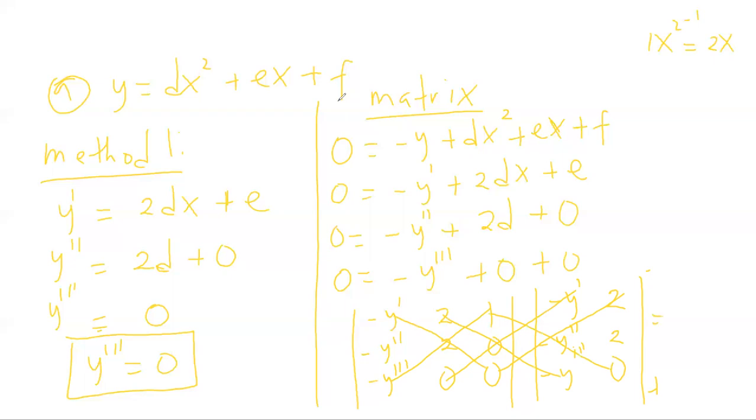This will be equal to, so there is a negative up, so 2 times this value times the negative will give me positive 2y triple prime. And then this guy goes to 0, 0, 0, 0. So this guy will be equal to 0. So if we divide by 2, this and this cancel. Y triple prime will be equal to 0, which is the same as this equation.